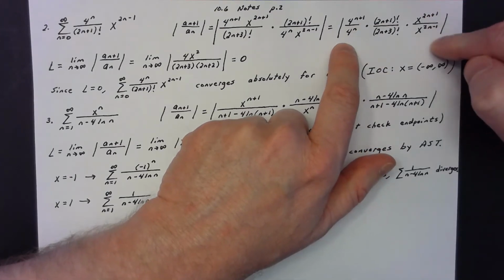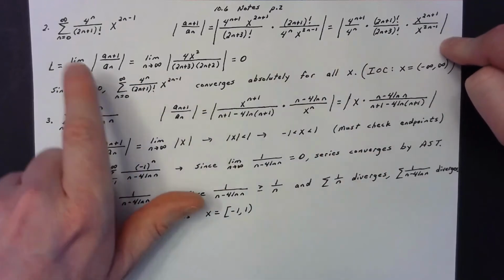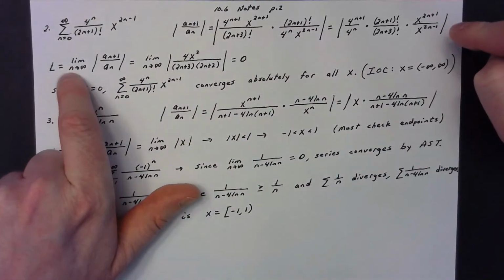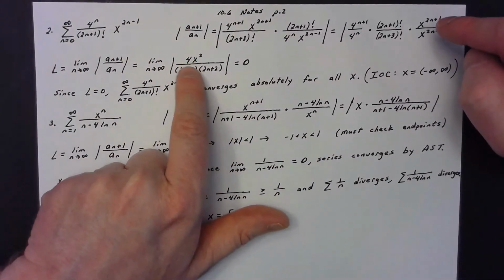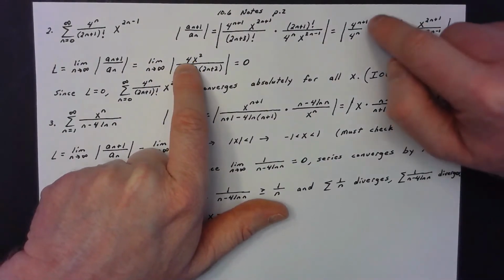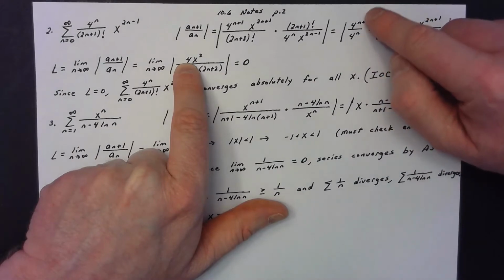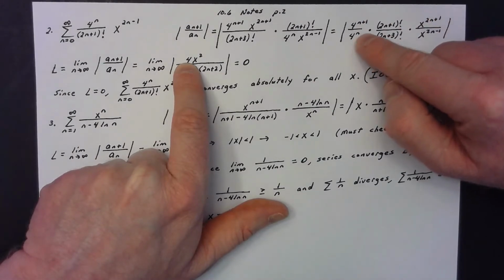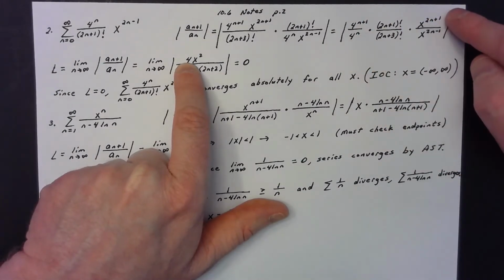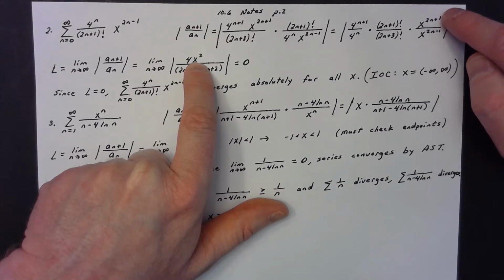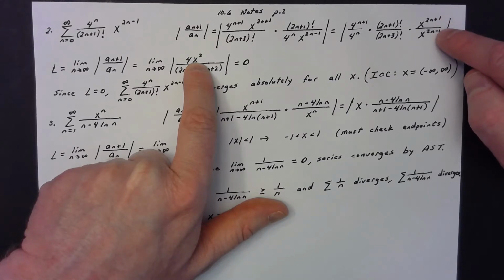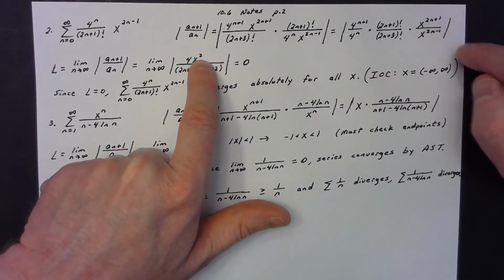So now I can see, once I look at this, that the limit L as n approaches infinity of this ratio is going to equal the limit as n approaches infinity of, I can see I'm going to have a factor of 4 left in the numerator. I'm also going to have a factor of x squared left in the numerator because x is 2 powers greater. The difference between 2n plus 1 and 2n minus 1 is 2 powers of x. That's where the x squared came from.